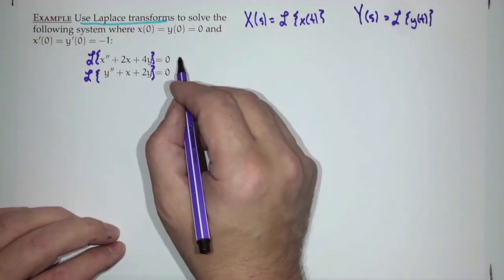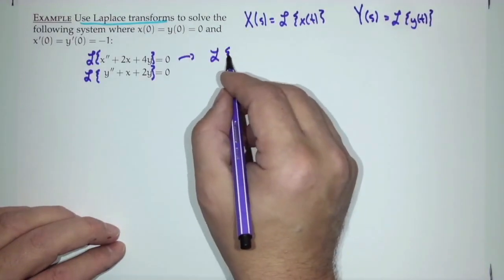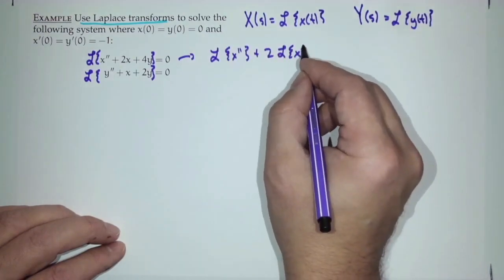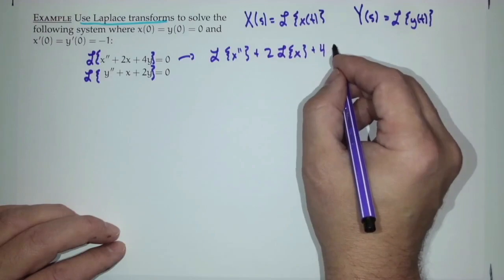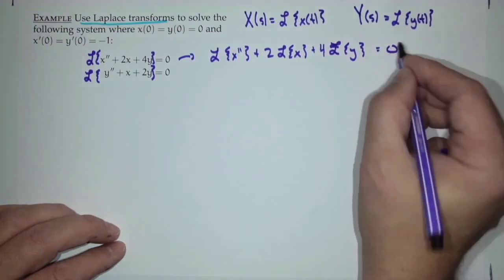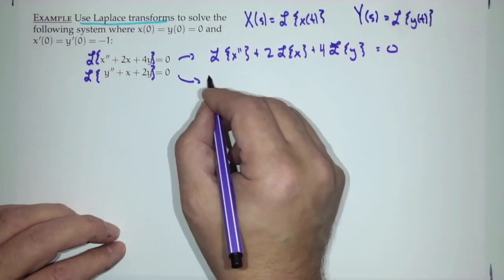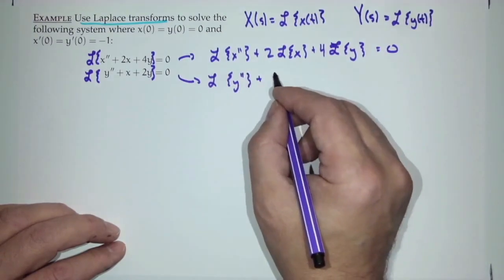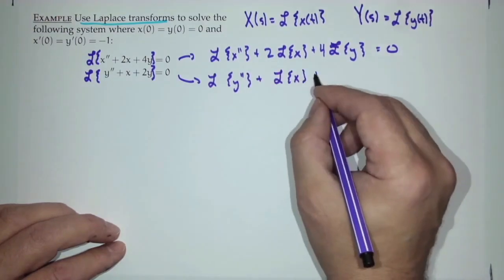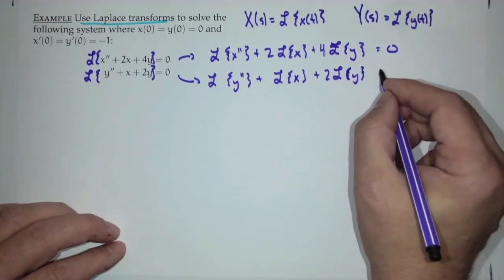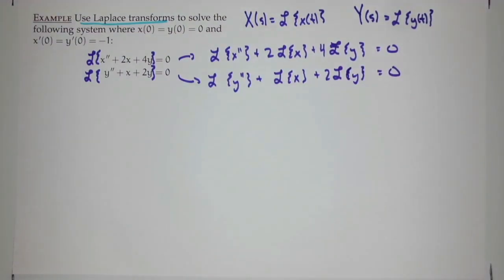Okay, so we have the Laplace transform of x double prime plus 2 Laplace transform of x plus 4 Laplace transform of y, equals 0. And, of course, the second formula: Laplace transform of y double prime plus Laplace transform of x plus 2 Laplace transform of y equals 0. All right. Well, let's go through piece by piece.